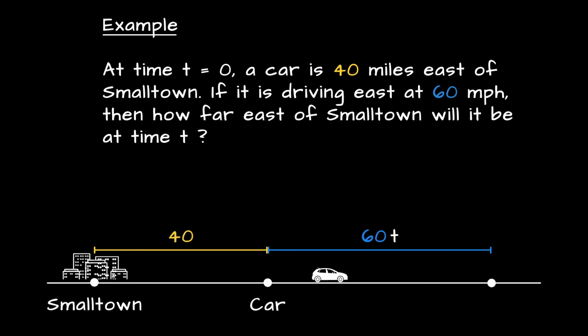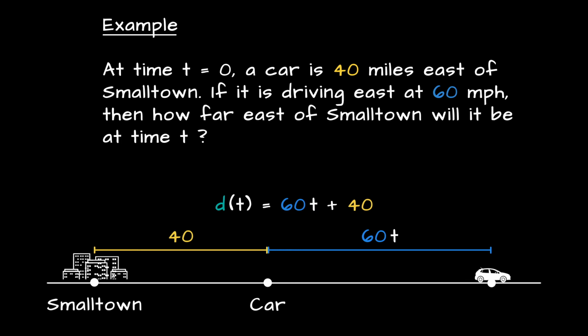That means that for every hour that goes by, the car will travel 60 miles. And for every t hours that go by, the car will travel 60 times t miles. Just think of the formula distance equals rate times time. And this tells us that if we want to understand how far to the east of small town the car is at a given moment of time, well, we just need to add 60t and 40 together. And that will, in fact, give us the form of a linear function.